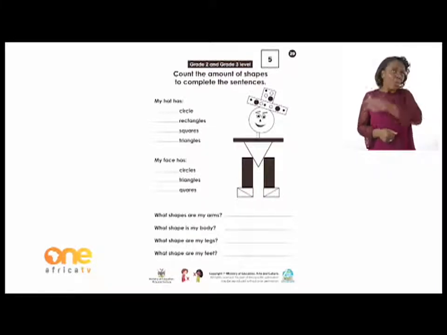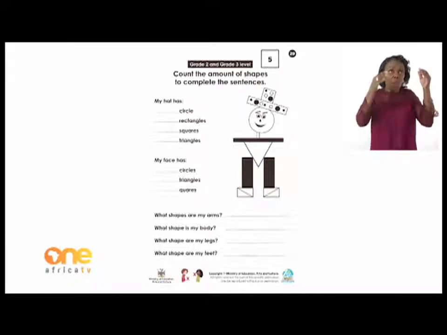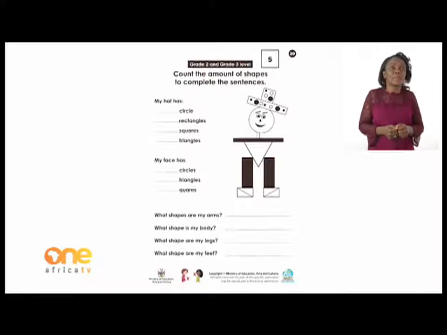So now, if you are able to identify the circle, you will count them properly and you will put the correct number there on the line. So let's start with my head. I have a head there on top. That is where my head comes on. Now check there. So my head is full of circles.